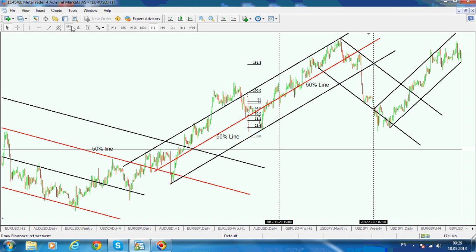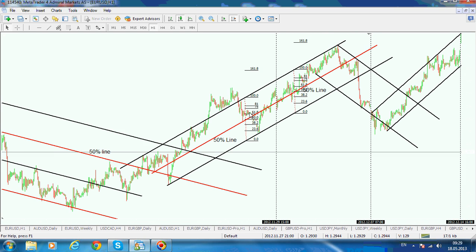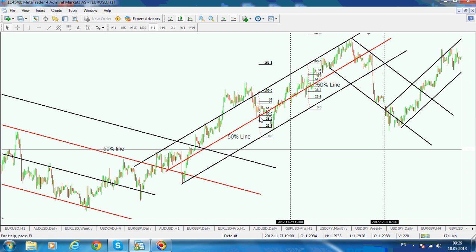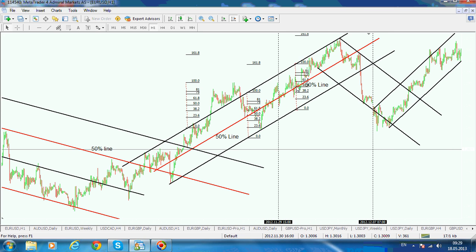And then like this, and then try to take it and project it to the upside. Now we are looking for a top with this approach, okay? To the upside like this, and then we copy the 50% line and we try to connect it exactly on the 50% like this.